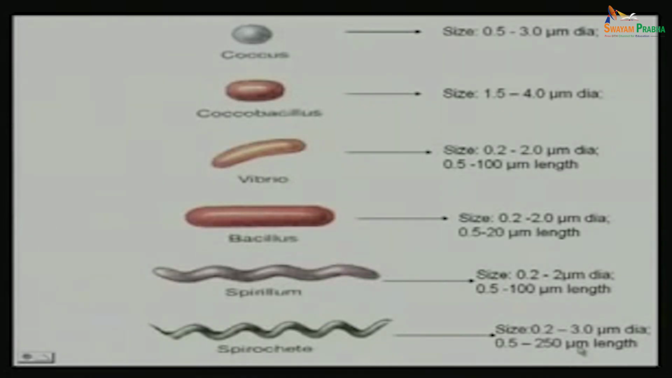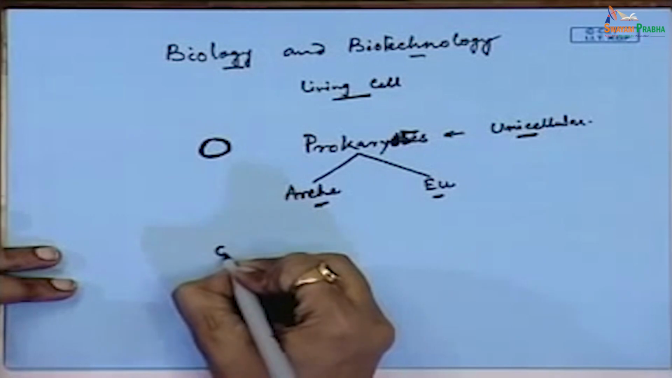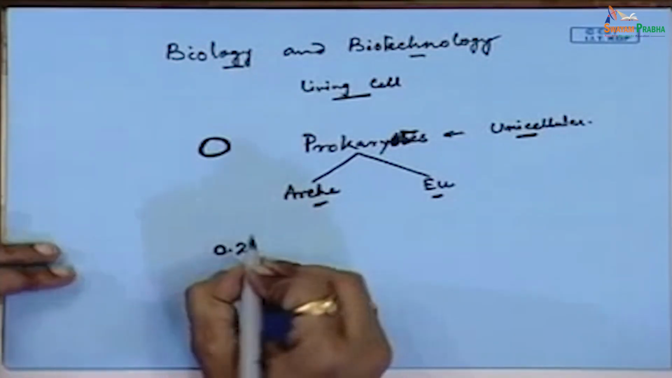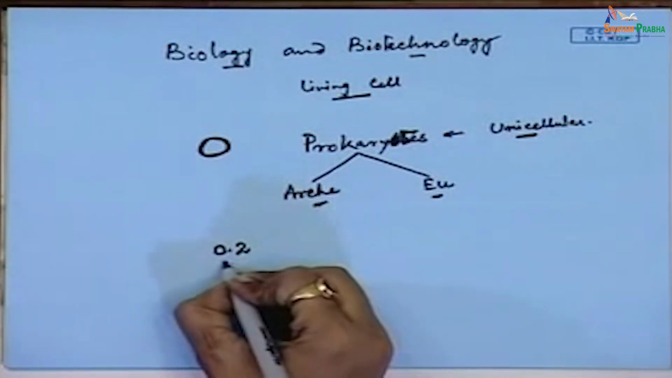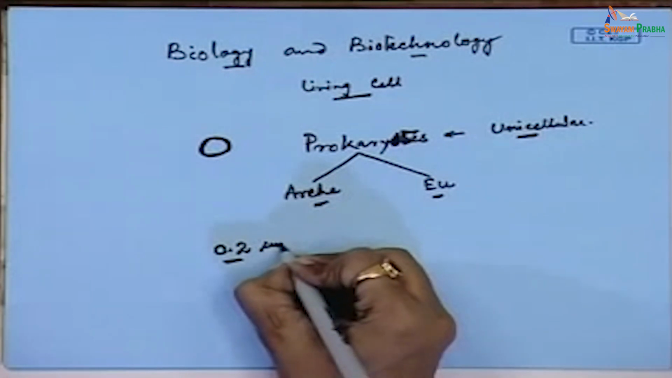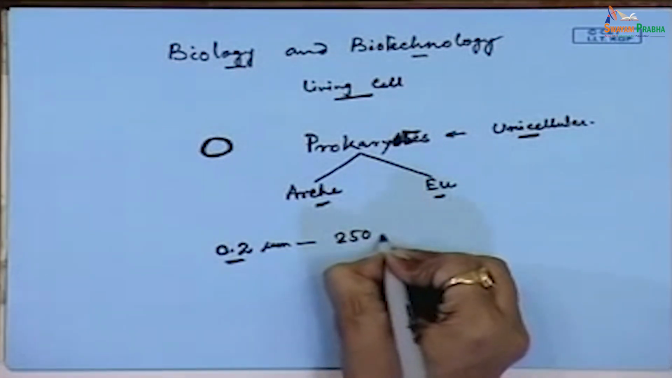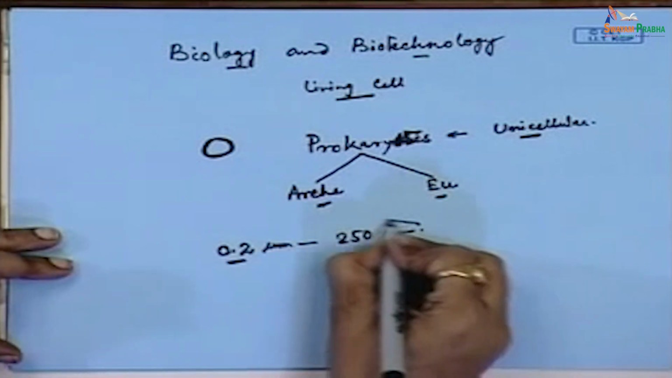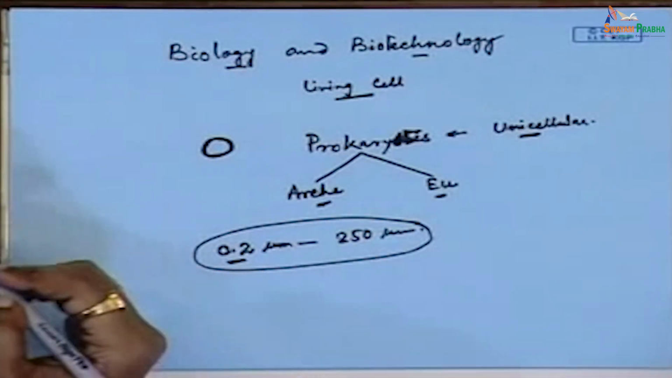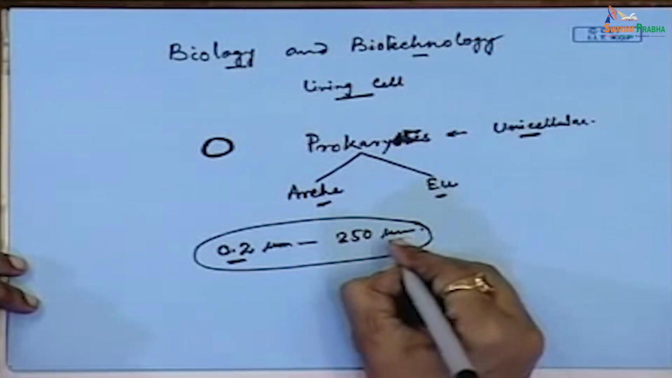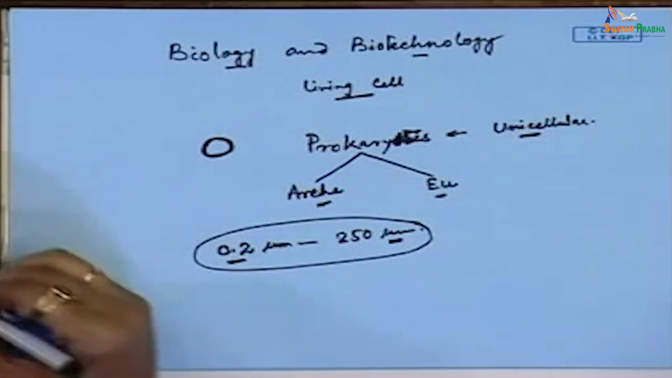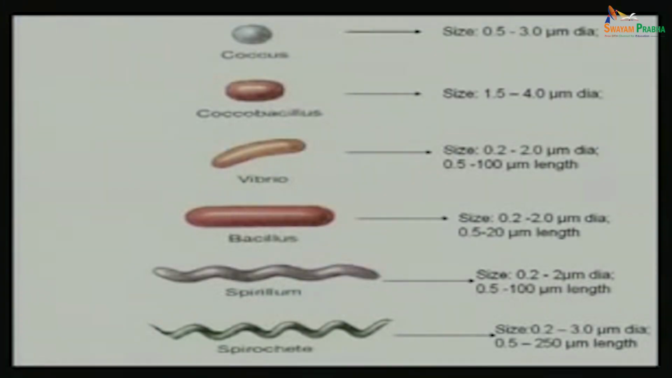So, from this particular information, what can we conclude? We can conclude that the size of these bacteria, irrespective of shape, can vary from 0.2 micrometer to 250 micrometer. So, this is the size of these bacteria. You can see that it is in the range of micrometers, so you can understand how small they are.